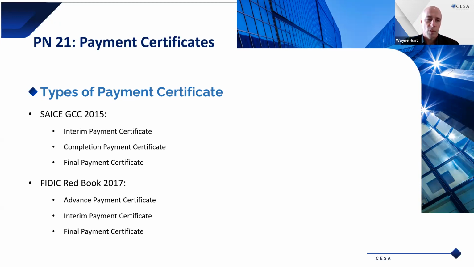In the Red Book, there's also an advance payment certificate. So this might be on very large projects. I've dealt with that on one of my projects where there's an advance payment made to the contractor. And then the advance payment is deducted periodically in subsequent payment certificates until it goes down to zero as the work progresses. So the client's actually paying for work done. So there will be interim payment certificates and then final payment certificates.